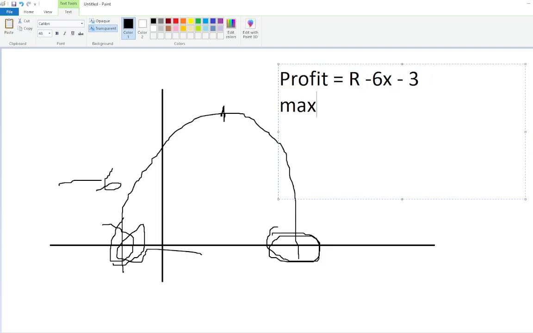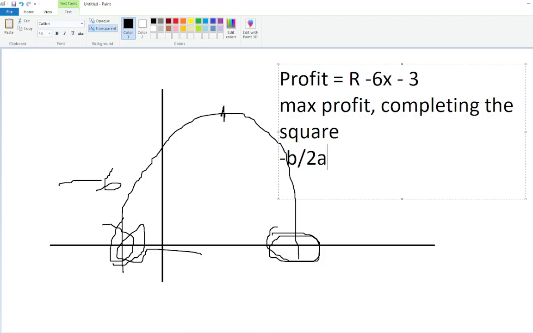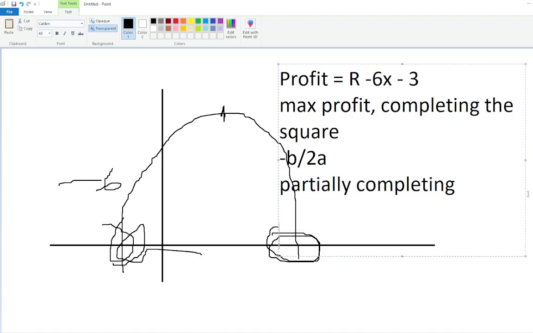If they want to see max profit, that's completing the square, always, because you have to find the vertex. Another trick, find the x value of the vertex, minus b over 2a. Another trick, partially completing the square and putting the x value into the formula to find the y value. So max profit and highest point of the ball, that's the other one.